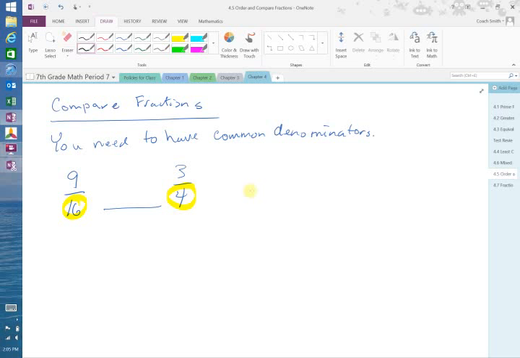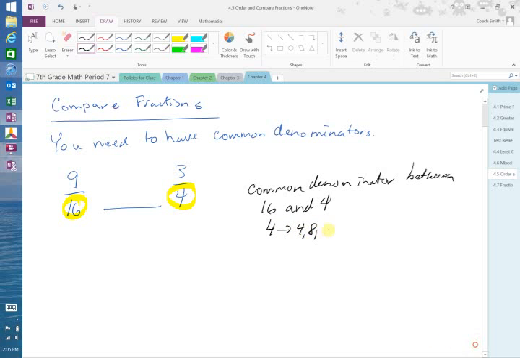So if I was to find the common denominator between 16 and 4, in other words, I'm counting by fours: 4, 8, 12, 16, 20. I'm counting by 16s: 16, 32, 48. The first number that we run into in the two multiples is 16. So that's going to be our least common denominator, 16.